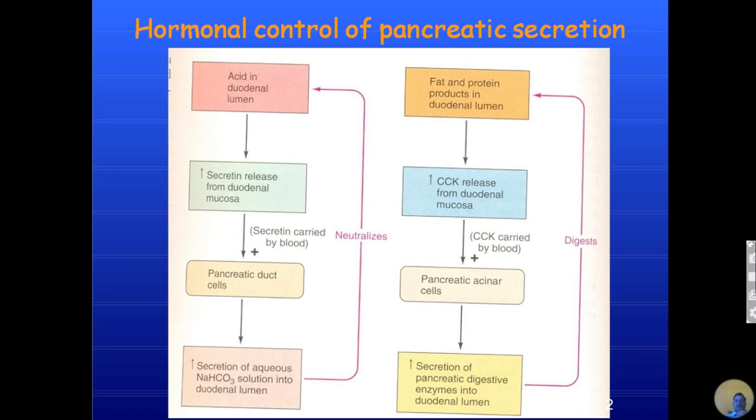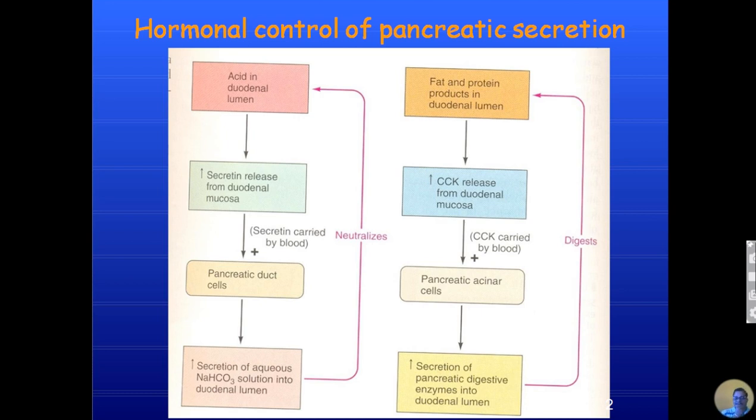Now see, the stimulus from the duodenal lumen. It will come out from the duodenal lumen, so it will act on the release. The actual role is to neutralize, and the second function is the digestion. So altogether they need to carry out the function under the influence of cholecystokinin and the secretin.